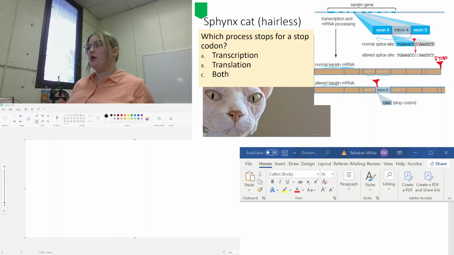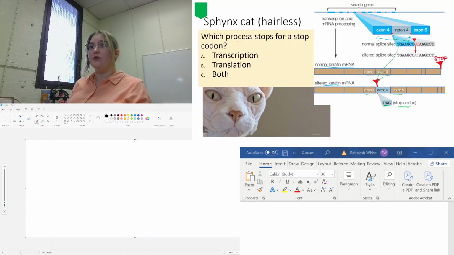In our altered keratin mRNA, this intron stays. We can see this intron over here. Now we have exon 4, intron 4, and exon 5. This makes our mRNA a little bit longer, right? However, this intron 4 contains a stop codon. This is a sequence of mRNA, 3 nucleotides, that codes for the end of a particular process.